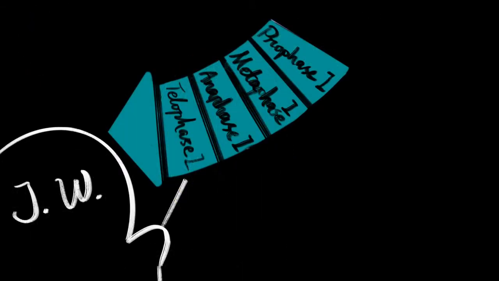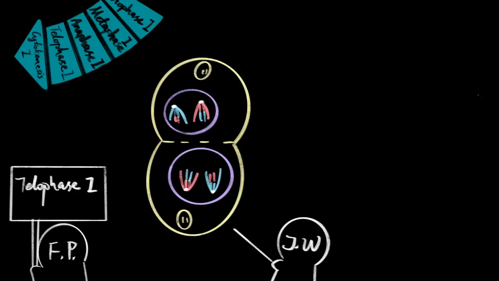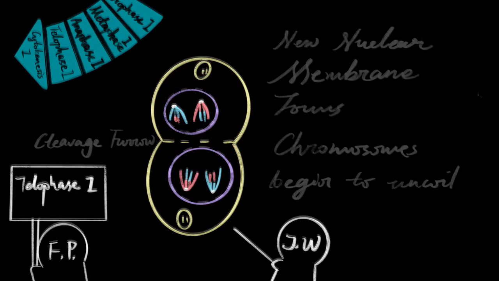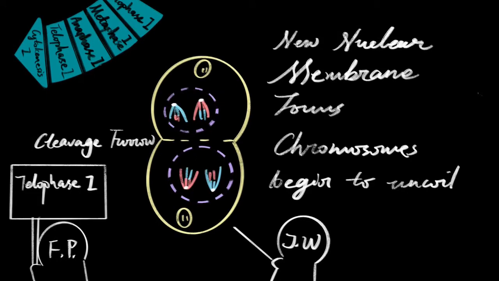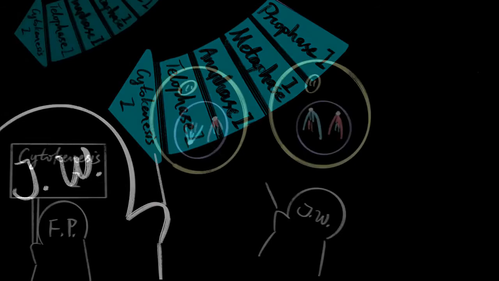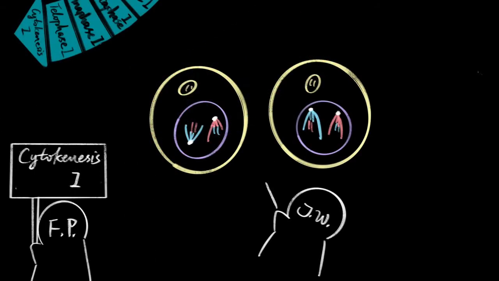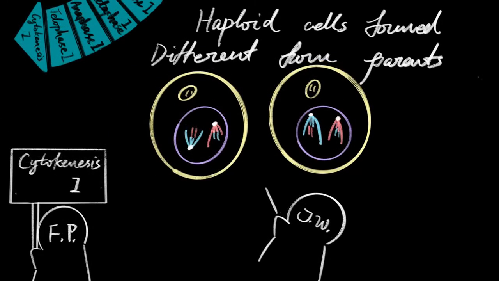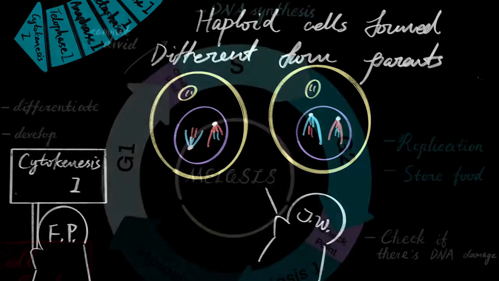Then comes telophase 1. In telophase 1, the chromosomes reach the poles of the cell, where they begin to unravel, while a nuclear membrane forms around them. As the cell elongates, the cell membrane starts to pinch off, forming a cleavage furrow. The last step of M1 phase is cytokinesis 1. Here, the two cell membranes finally separate, each a haploid cell, different from the parent cell.